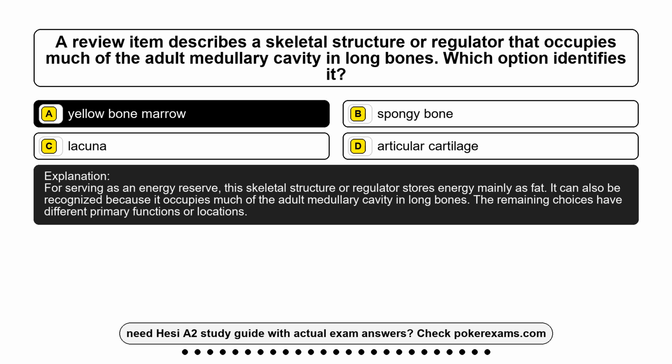For serving as an energy reserve, this skeletal structure or regulator stores energy mainly as fat. It can also be recognized because it occupies much of the adult medullary cavity in long bones. The remaining choices have different primary functions or locations.